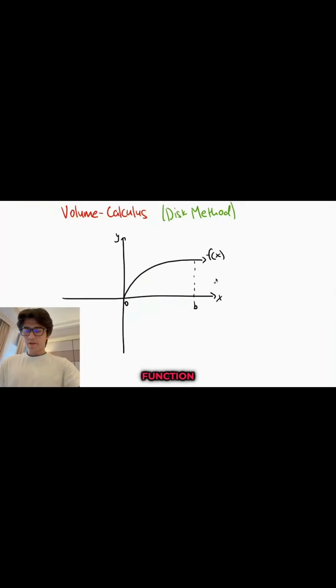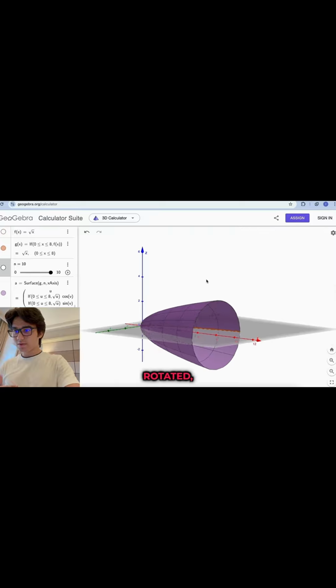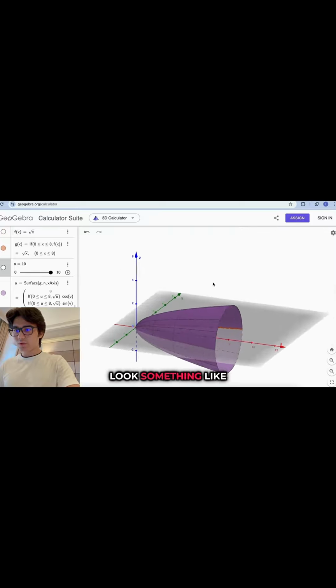So suppose you're given a function f of x on an xy plane. Then you take the function and rotate it around the x-axis, like so. But to better demonstrate this, I've sketched out the graph of f of x, which is simply the square root of x. Now this is on the xy plane, and when we rotate it around the x-axis, we're going to get a 3D shape like so. As you can see, this is rotated, and our shape will look something like this.